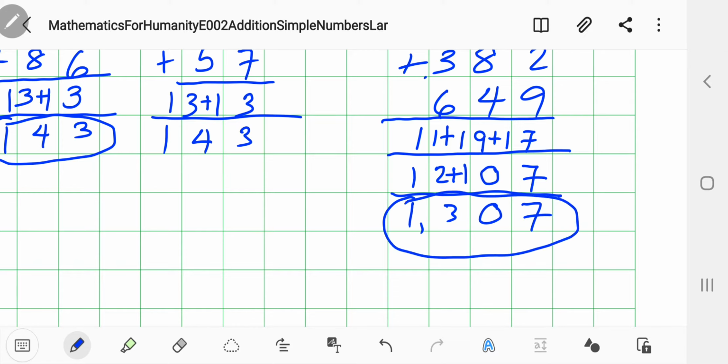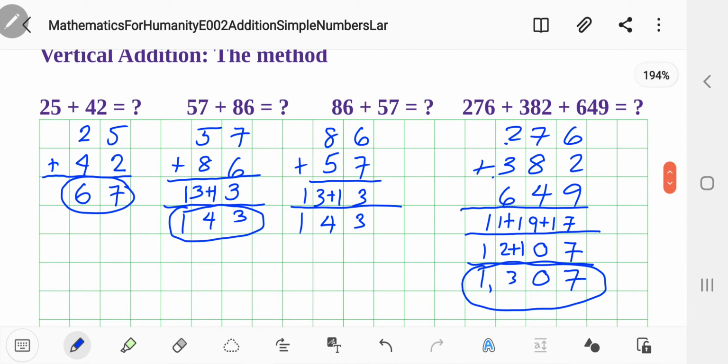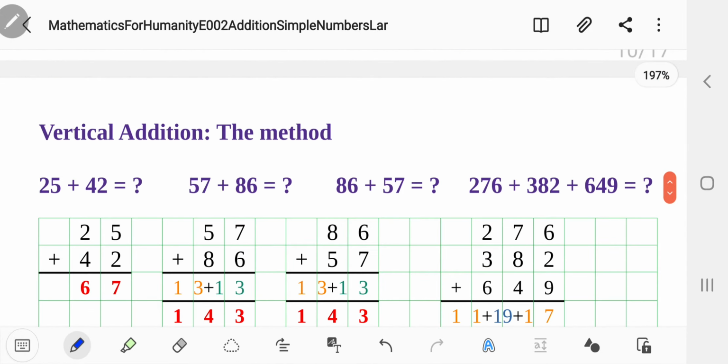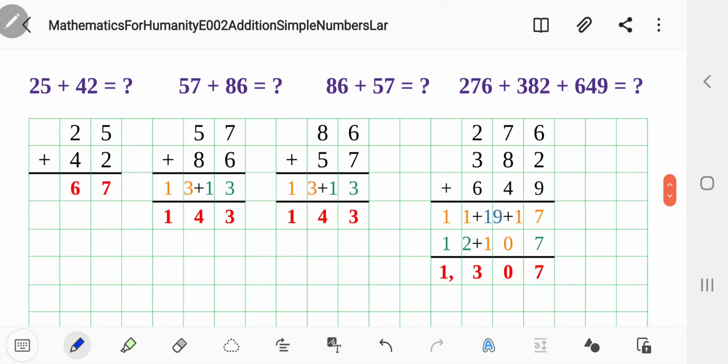Isn't that easy to add? We're now adding larger numbers. Now, let's look at this example. By the way, this is the colored calculation of the previous example.